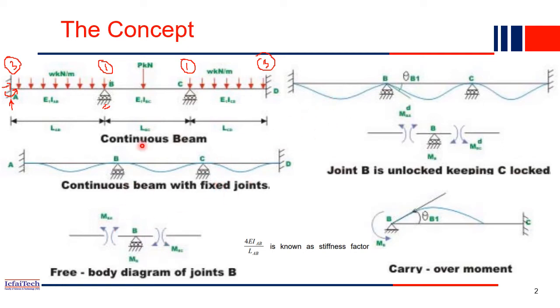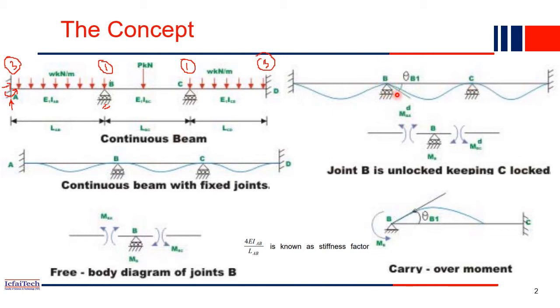So once you fix it, then we have to unlock each joint sequentially. At the first iteration, the first step is that we lock all the supports. Then in the next step, we'll unlock one support and lock the others. If you see this support, B is now also locked. In the next step we unlock B, but C is again locked. So C is in the locked condition, whereas at B we removed the locking.